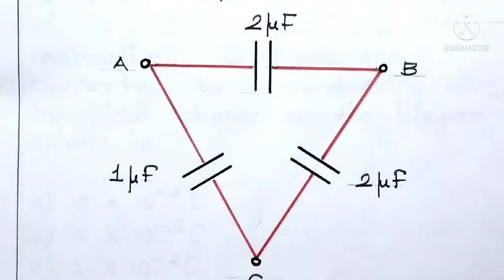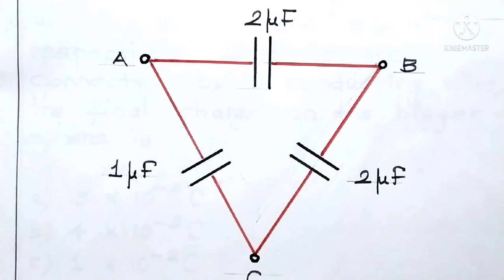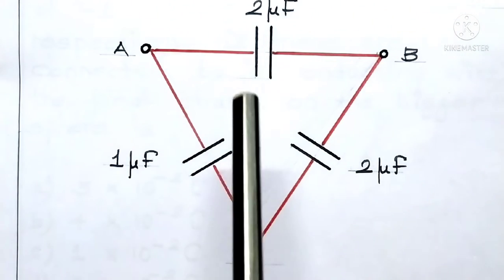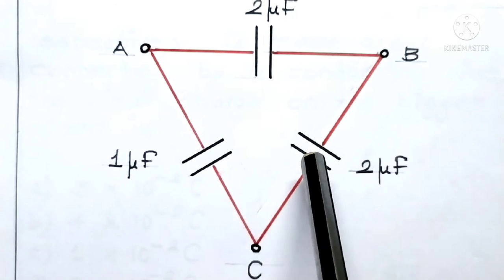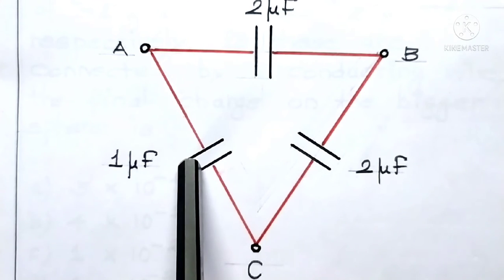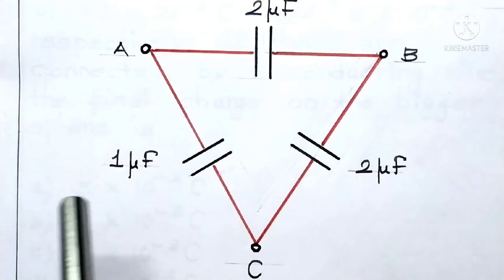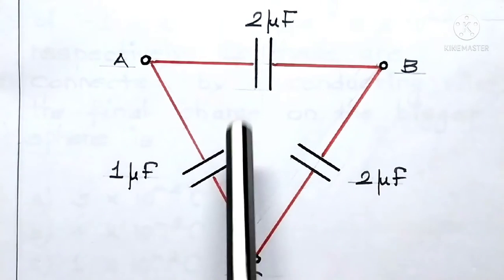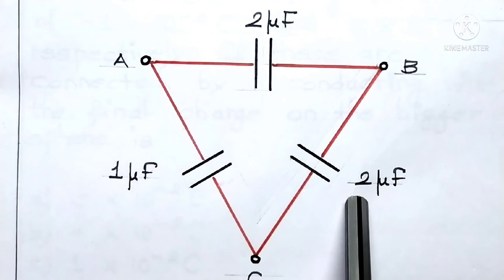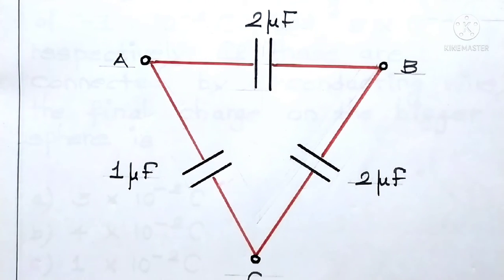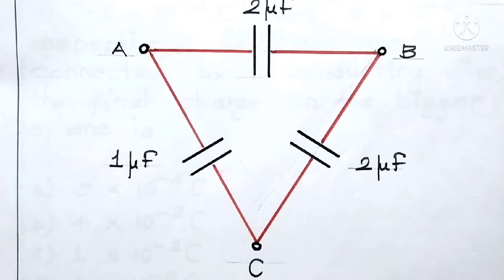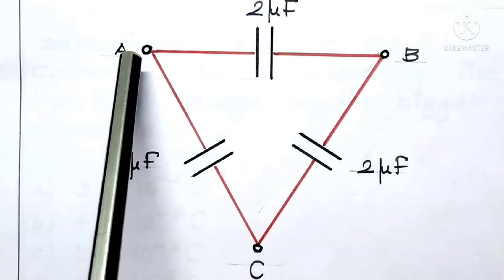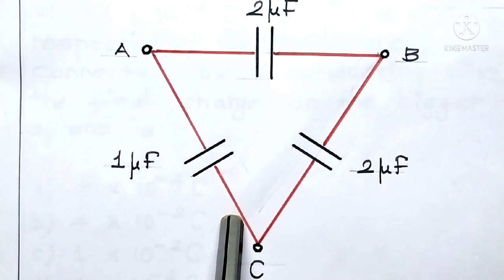Now let us have a closer look at this diagram. Here comes the triangle. On this side one capacitor is there, on this side another one, and on this side another one. In this triangle, on all three sides, three capacitors are there. This one is 2 microfarad and this one is 2 microfarad, and this one is 1 microfarad. Now we are supposed to find the equivalent capacitance only between the points A and C.